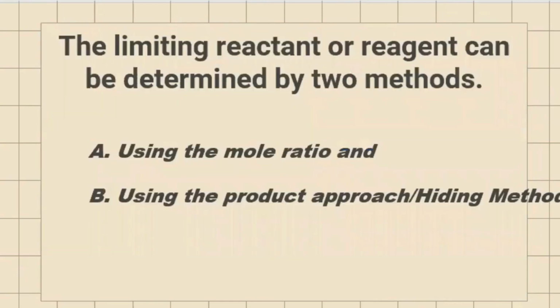The limiting reactant or reagent can be determined by 2 methods. The first one is using the mole ratio method, and the second is using the product approach or hiding method. How can we calculate the amount of the product? By using 2 given values. One is the limiting amount, the other is the excess amount. How can we identify the limiting and excess from these two given values? It can be identified by using these methods: the first using the mole ratio, and the second using the product approach or hiding method.